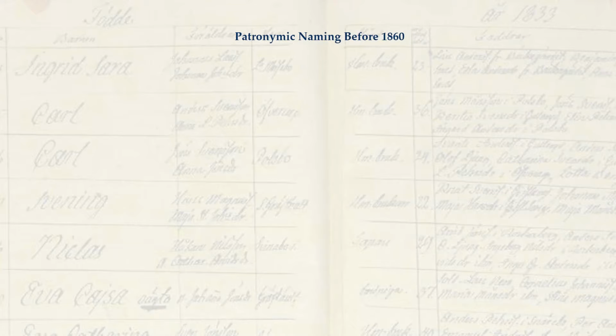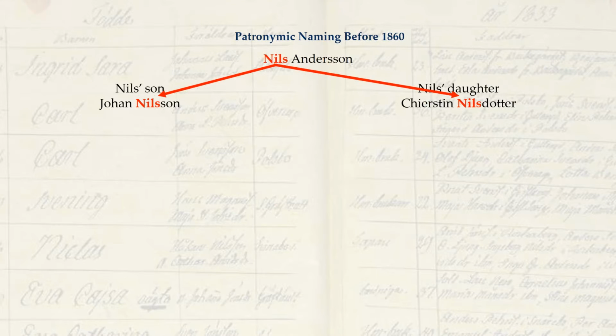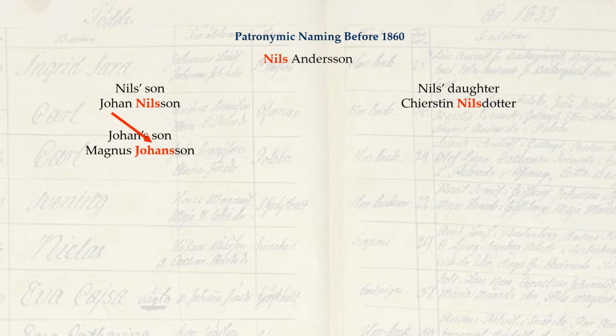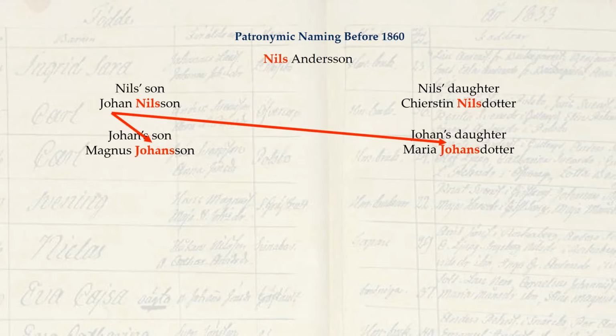So let's take a look at some patronymic naming. Before 1860, if Nils Anderson had a son, Johan, he would be called Johan Nilsson, which just basically means that he's Johan, son of Nils. If he had a daughter, it would be Kirsten, Nils' daughter. Now, if Johan had a son, he would be called Magnus Johansson. And if he had a daughter, she would be Maria, Johan's daughter.